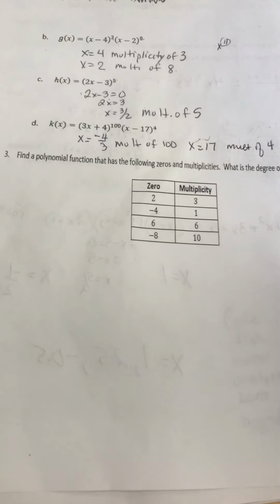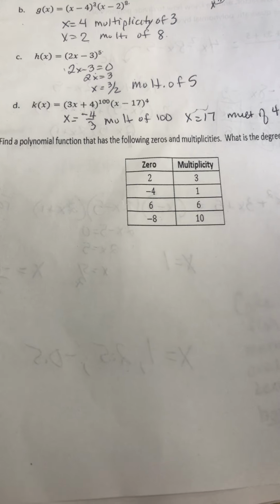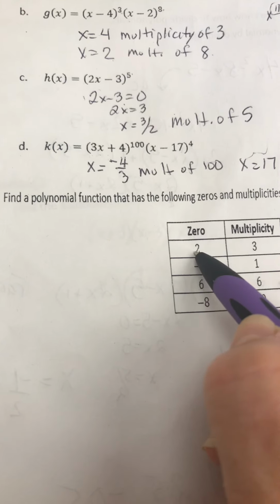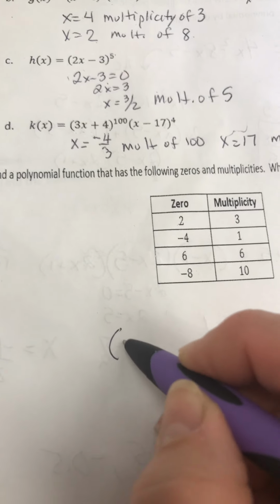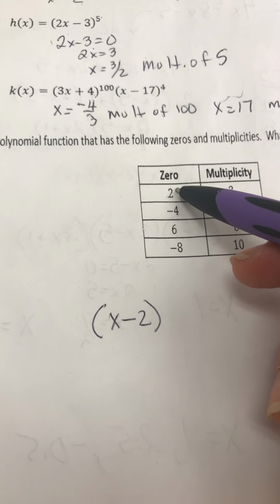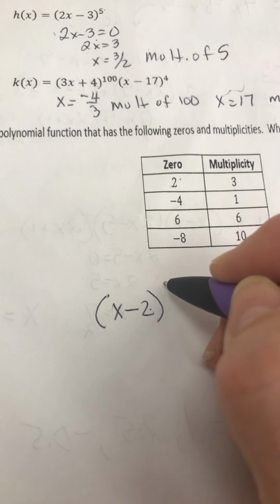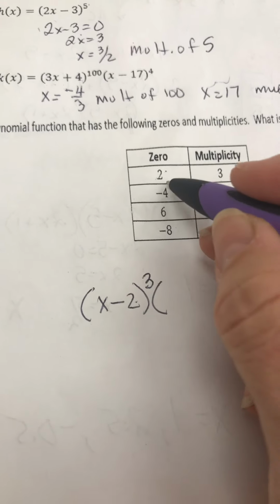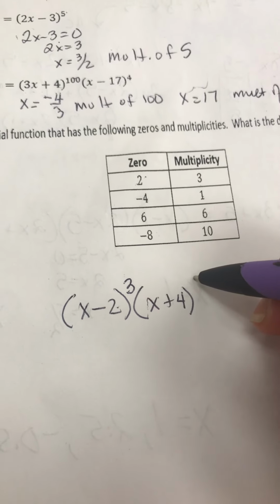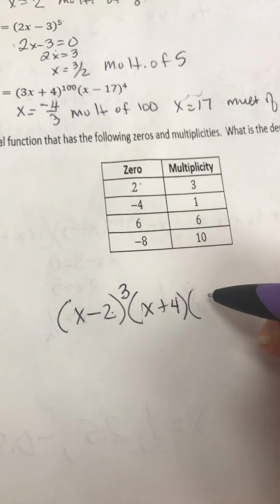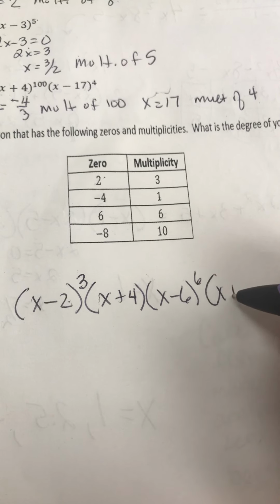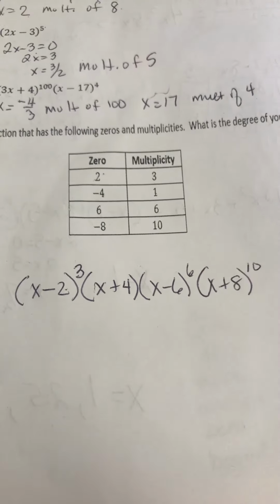So kind of working backwards, finding the actual polynomial, if they're giving you this chart, the 0 is 2. That's telling me I have a factor of x minus 2 because the 0 or the root is always opposite. But it says a multiplicity of 3. Times, this one is x plus 4 because it's always the opposite. Multiplicity 1, so I don't need to write that. This is x minus 6, multiplicity 6. And the next one is x plus 8. Remember, they're always opposites, and we have that.